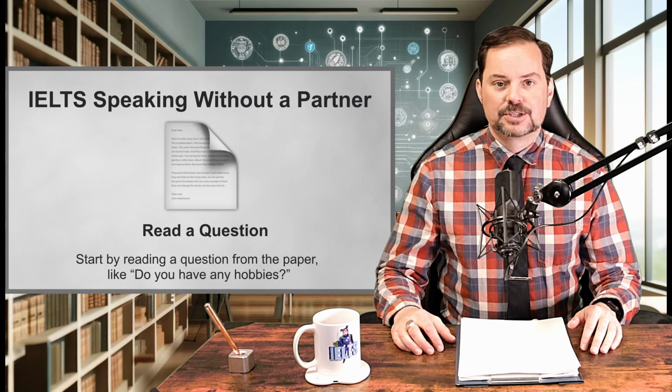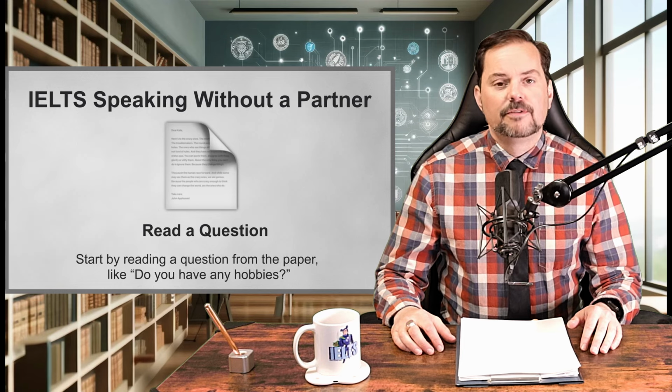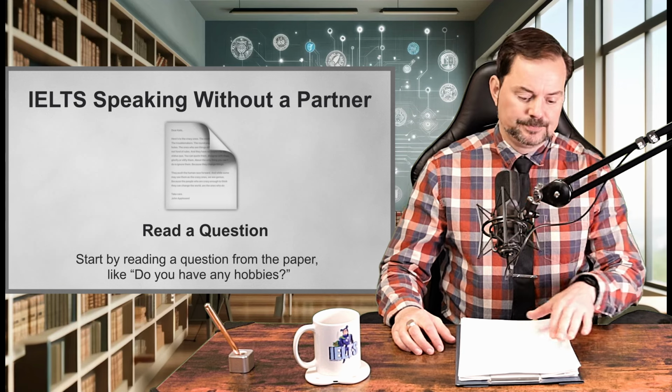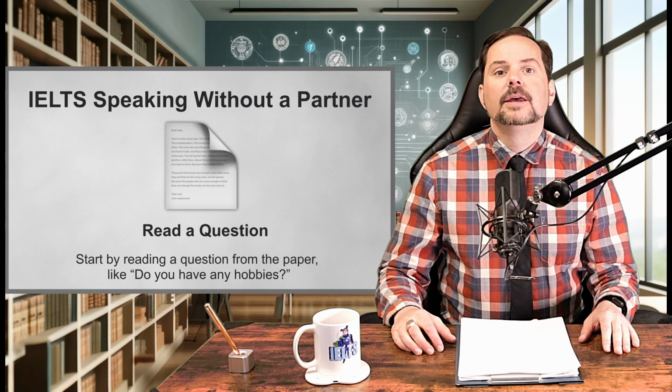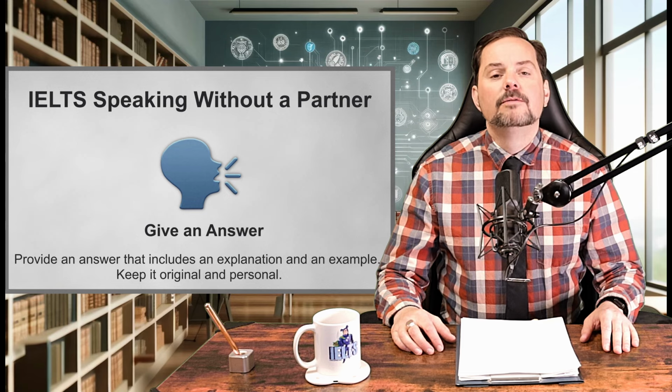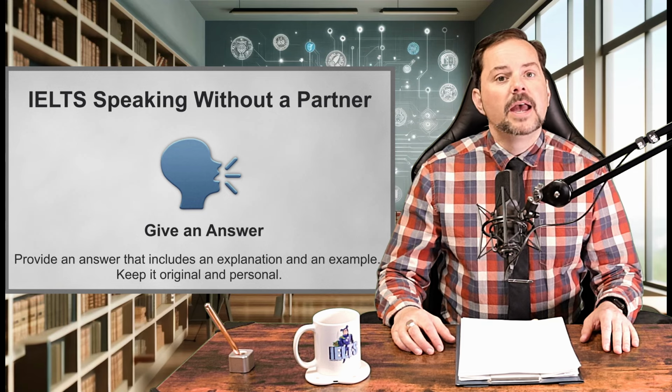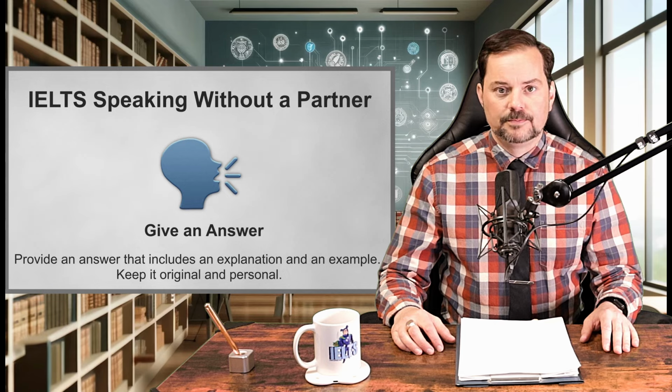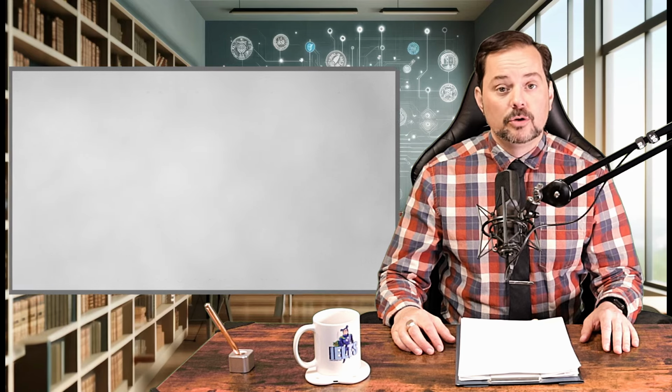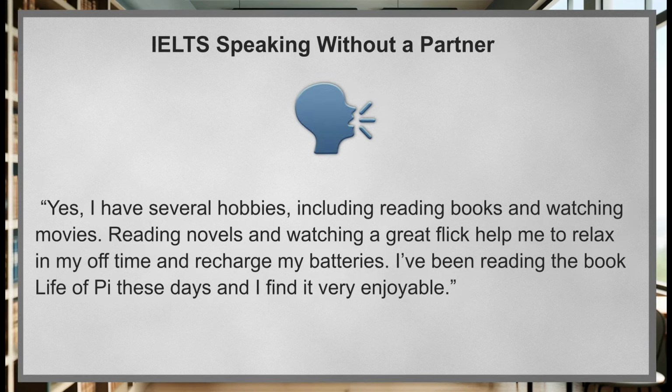First, read a question from the paper, like, do you have any hobbies? Then, give an answer. Focus on giving an answer, explanation with an example. Keep it original. Keep it you. Yes, I have several hobbies, including reading books and watching movies. Reading novels and watching a great flick help me to relax in my off time and recharge my batteries. I've been reading the book Life of Pi these days, and I find it very enjoyable.